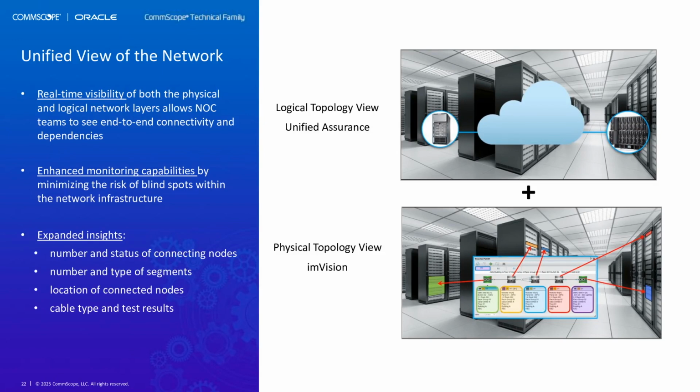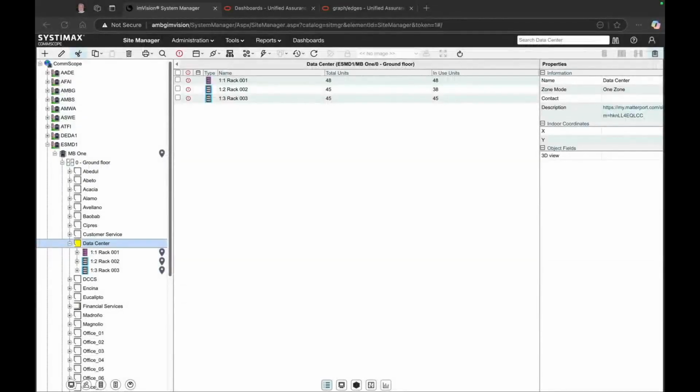Okay, and now we're going to move to the first live demo. So I'm going to switch to my screen, and here you can see the live view of imVision database. And just quickly to walk you through what you see, on the left-hand side, you see the site tree that contains different locations within the CommScope network. And the Madrid office is the abbreviation for the Madrid office ESMD1.